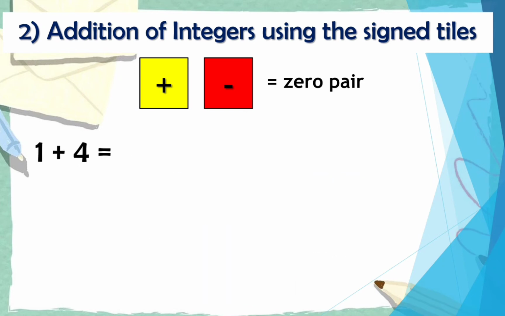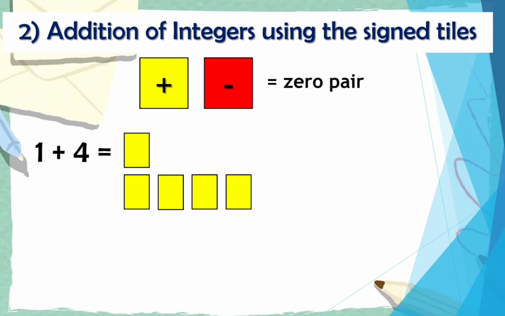Next, 1 plus 4. Also, first addend muna tayo. 1. 1 is positive. Therefore, ang gagamitin nating tile is yellow. So, isang yellow tile. Plus 4. 4 again is positive. So, 4 na yellow tiles. So, dito, wala din tayong zero pair. Therefore, our answer is 5 yellow tiles or positive 5.